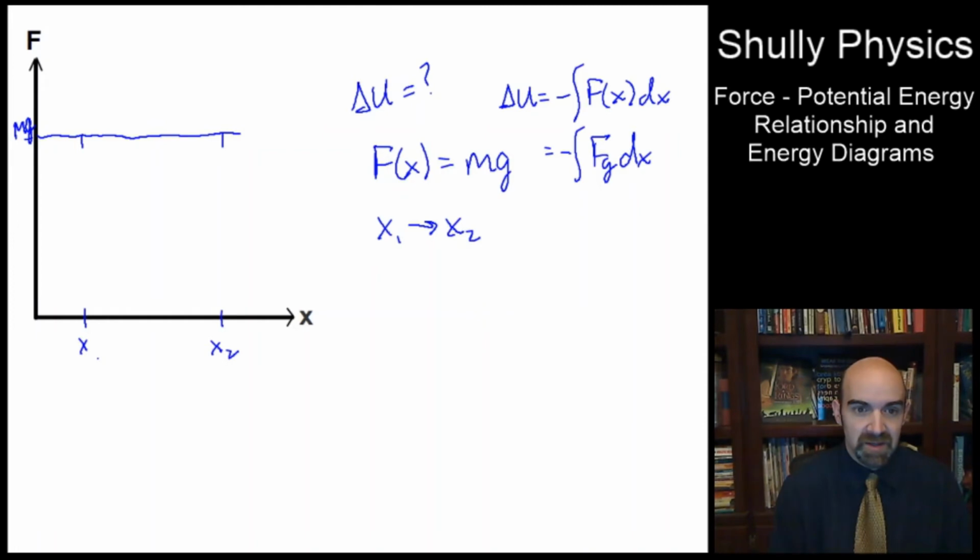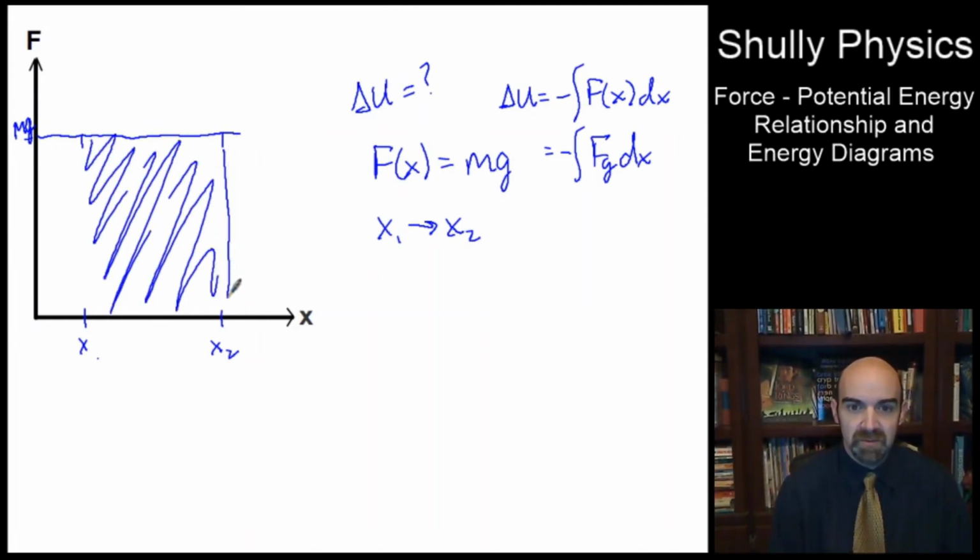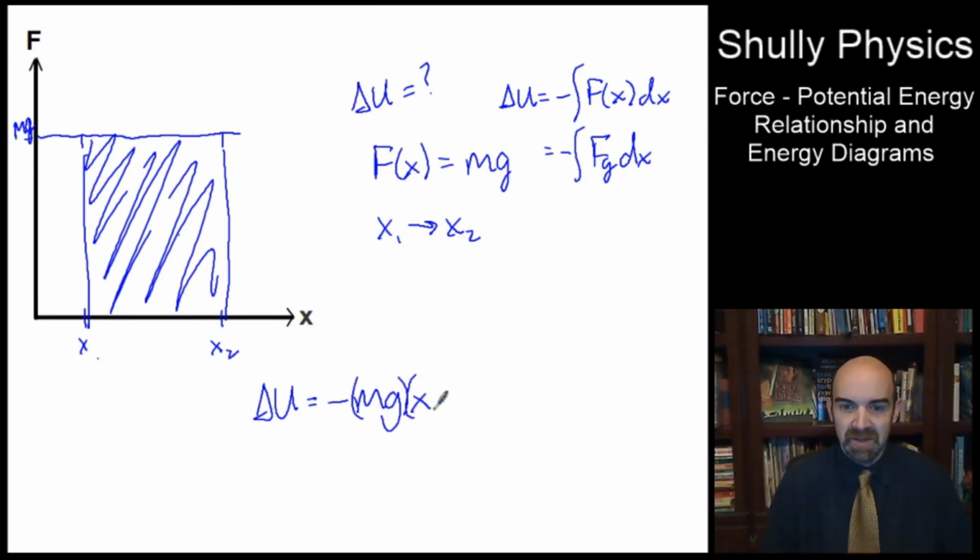So if we find that area right in here, from x1 to x2, easy thing to do, it's a rectangle. And just note that the potential energy due to gravity will be negative mg as the y-axis times x. And this would be x2 minus x1 right in there. So whatever that difference between x2 and x1 is, times mg on the y-axis, that would be the area. That's change in potential energy.